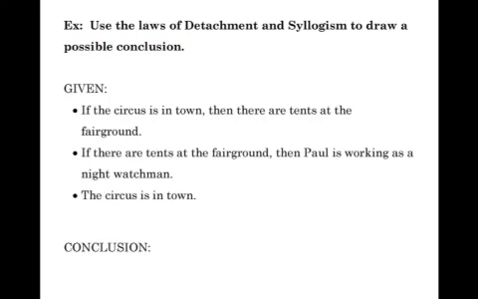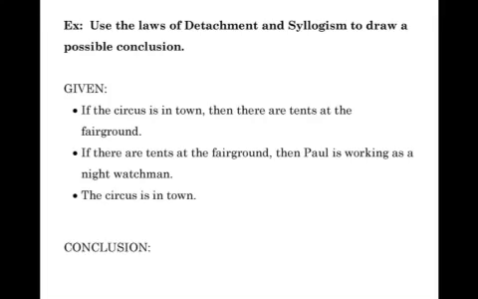So we can draw some conclusions. We're going to be given situations where it's all text-based, and we want to use either the law of detachment and/or law of syllogism to draw a possible conclusion. So if the circus is in town, then there are tents at the fairground. If there are tents at the fairground, then Paul is working as a night watchman. All right, and then we're given the circus is in town. So what conclusions can we make?